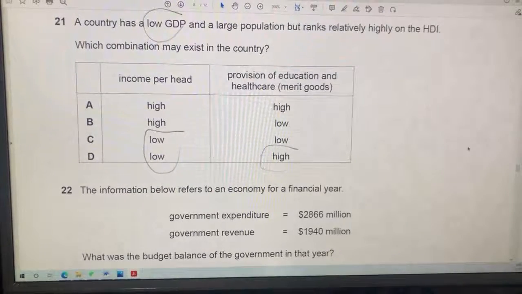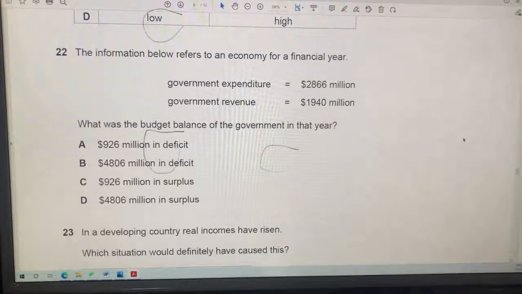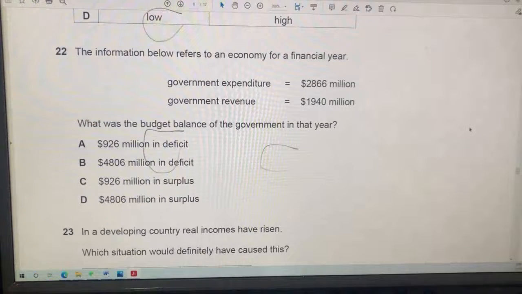Next is 22. The information below refers to an economy for a financial year. Let's look at the question.